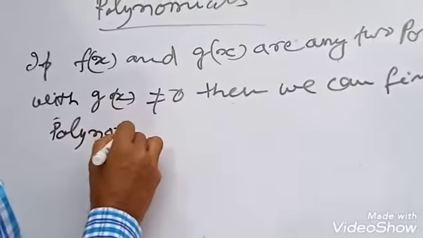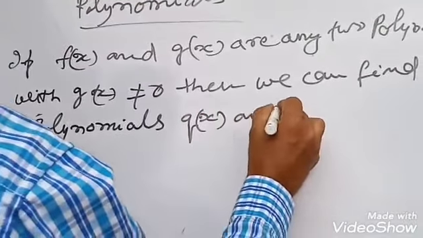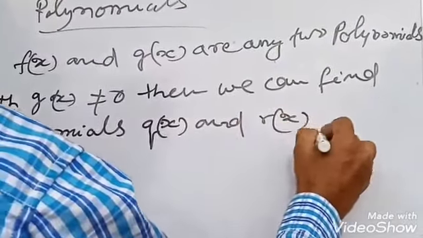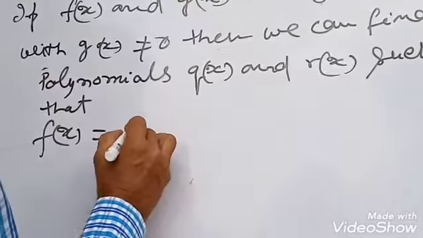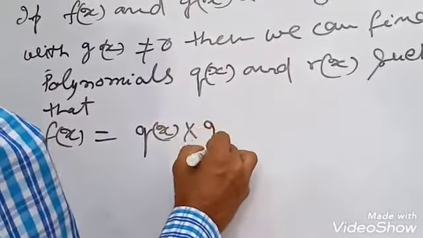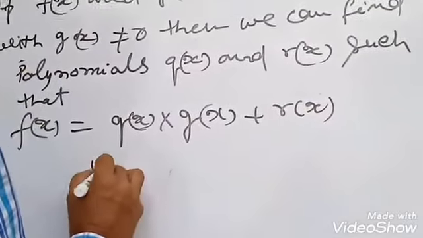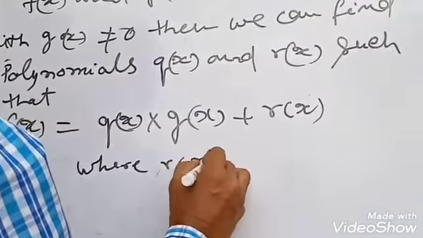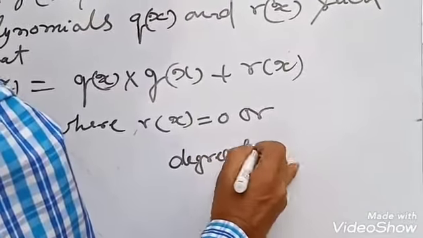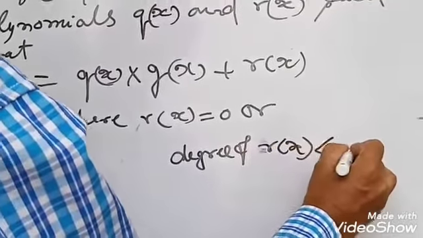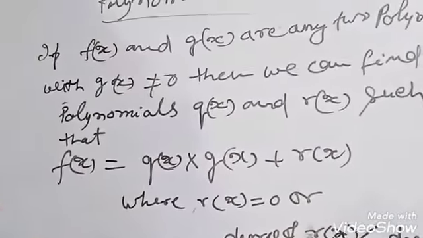polynomials q(x) and r(x) such that f(x) is equal to q(x) into g(x) plus r(x), where r(x) is equal to 0 or degree of r(x) is less than degree of g(x). This is the division algorithm.